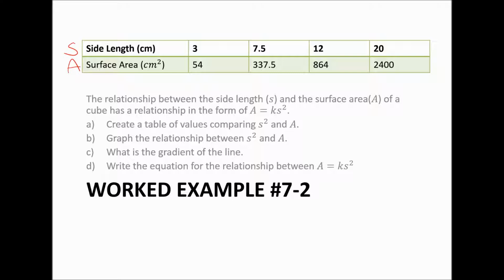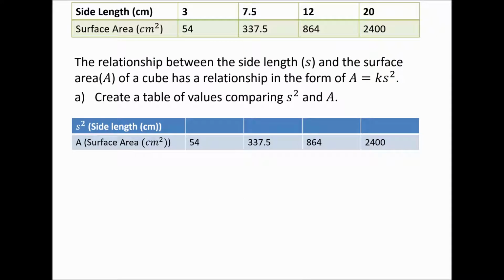Figure out what is the gradient of the line, and that'll be the line from part B. And then write the equation for the relationship, A equals KS squared. So actually figure out what that value of K is going to be. So for part A, create a table of values comparing S squared and A.